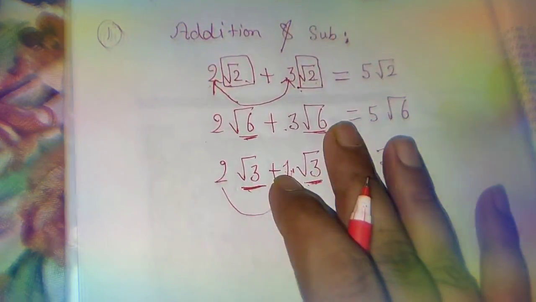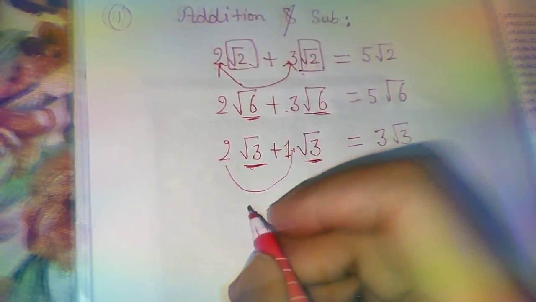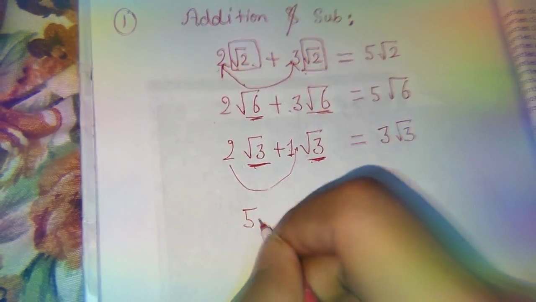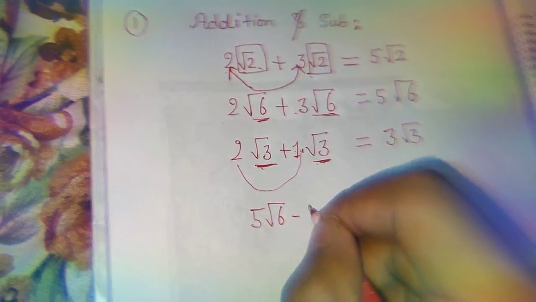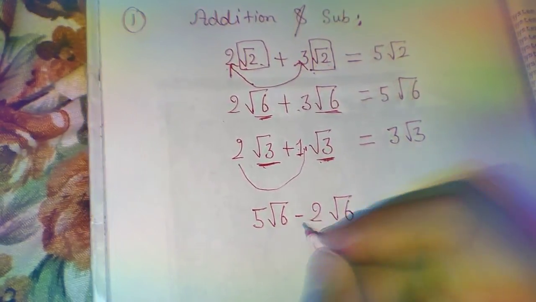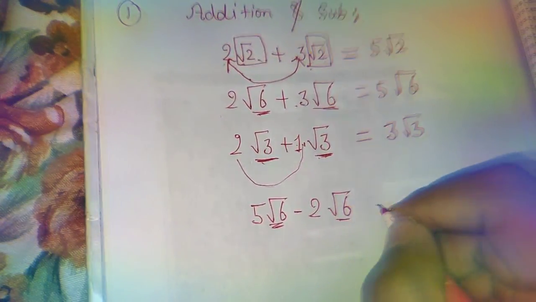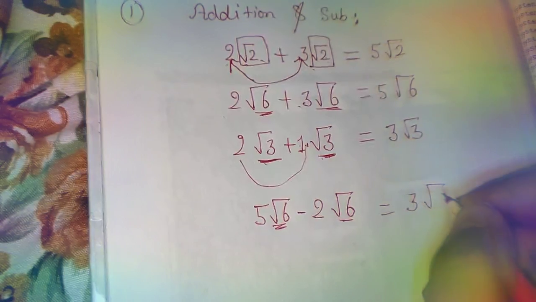As usual, as in the addition, we will do also in the case of the subtraction. 5 under root 6 minus 2 under root 6, both are the same, so we will subtract 5 minus 2, it is 3 under root 6.